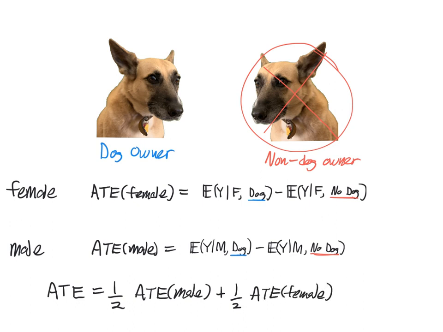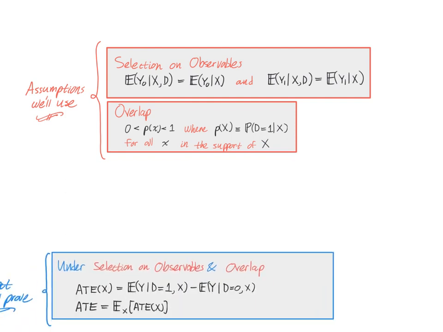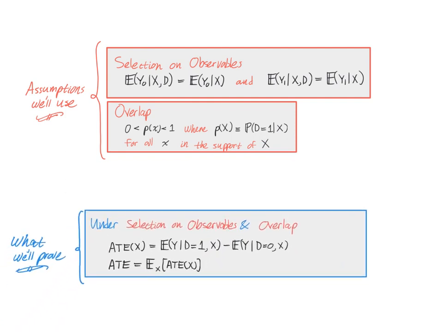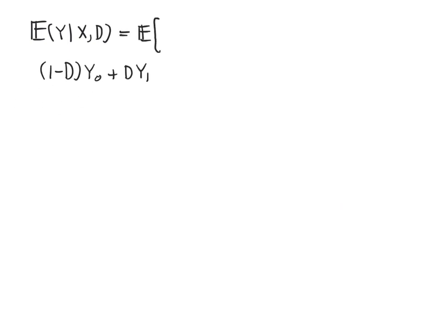Now that we understand the idea behind regression adjustment in a simple case, we'll prove that this procedure does in fact identify the unconditional ATE, provided that both the selection on observables and overlap assumptions hold for our vector of covariates x. We'll start by deriving an expression for the conditional average treatment effect. And to do this, we'll calculate the expectation of y given x and d.